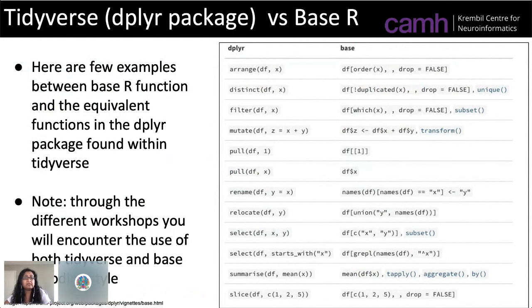Here are a few examples of base R, in this column, and tidyverse, which is dplyr, a package within tidyverse. These functions help with data manipulation, so you can see the equivalent from base R to dplyr. The reason I'm noting this now is that throughout the workshops, you'll see a lot of the scripts we've been using jump between tidyverse and base R.